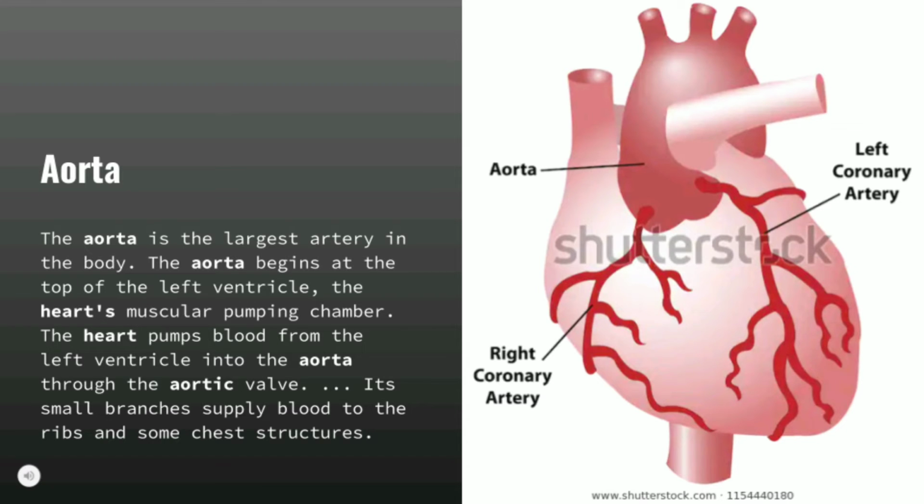So let's come to the next part of the heart, which is the aorta. The aorta is the largest artery in the body. The aorta begins at the top of the left ventricle, the heart's muscular pumping chamber. The heart pumps blood from the left ventricle into the aorta through the aortic valve. Its small branches supply blood to the ribs and some chest structures.